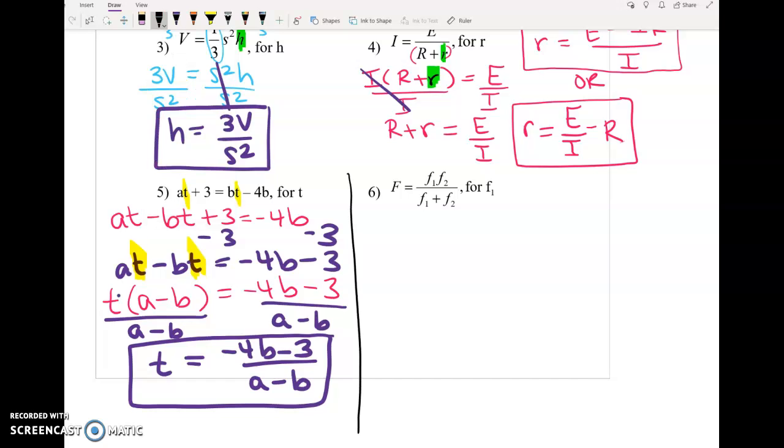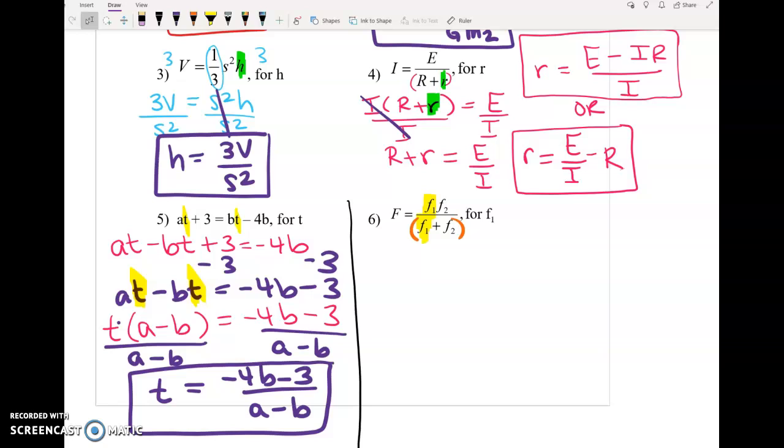So likewise, number 6. Take a minute and in pencil try to write what you think you need to do in order to solve this equation for F1. Notice that addition messes it up. We can't cancel stuff because the denominator is in parentheses there, F1 plus F2. So to get rid of F1 plus F2, look right up at number 4. We multiply both sides by the denominator. So number 6, we're going to have F times F1 plus F2 equals F1 F2.